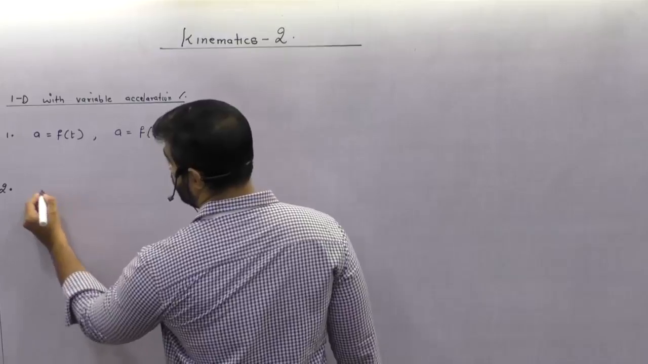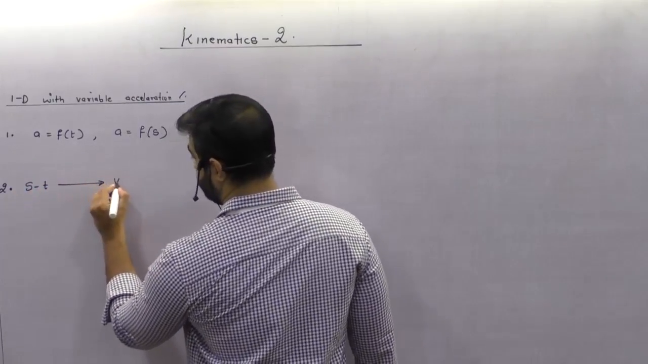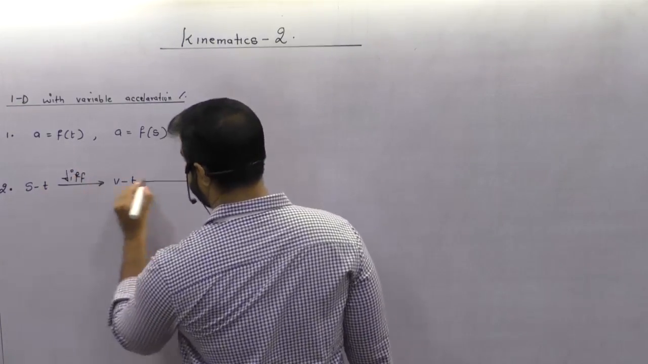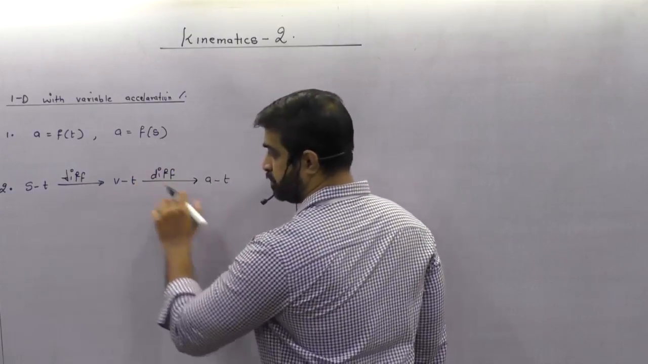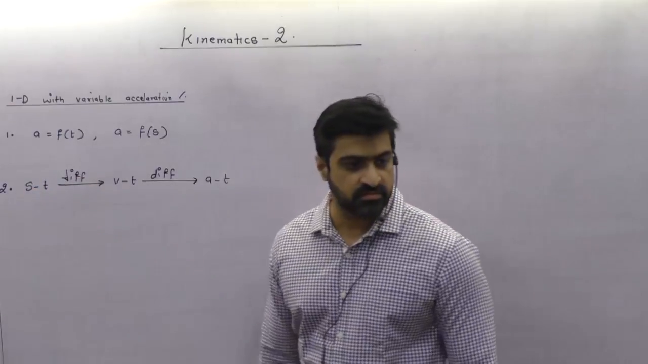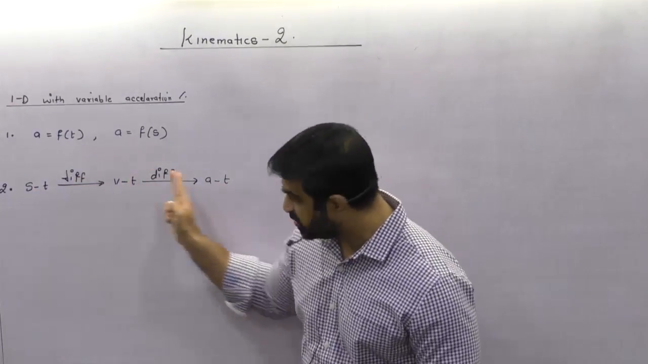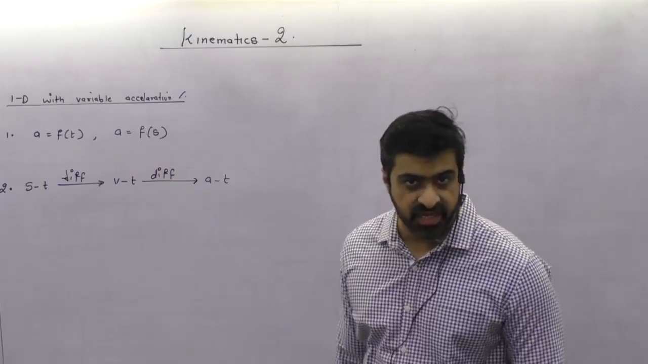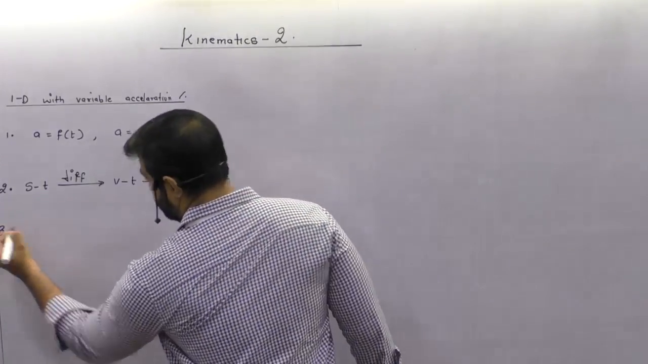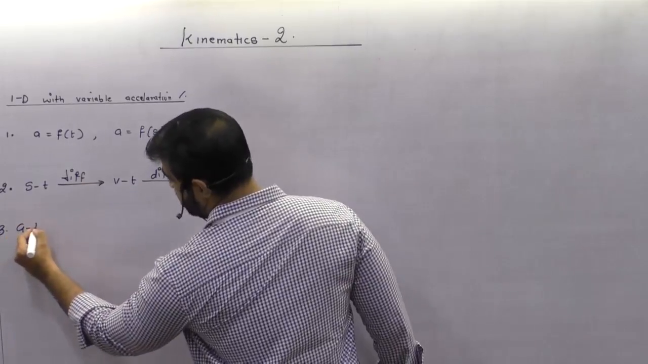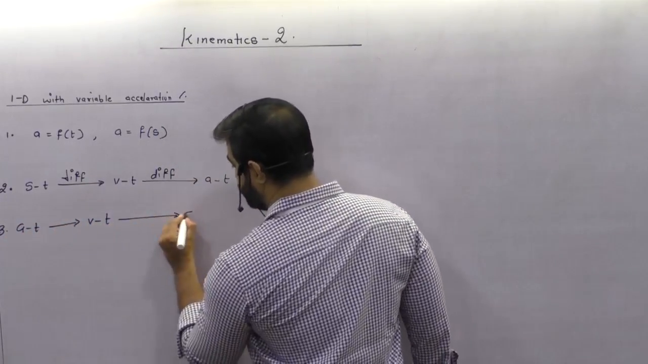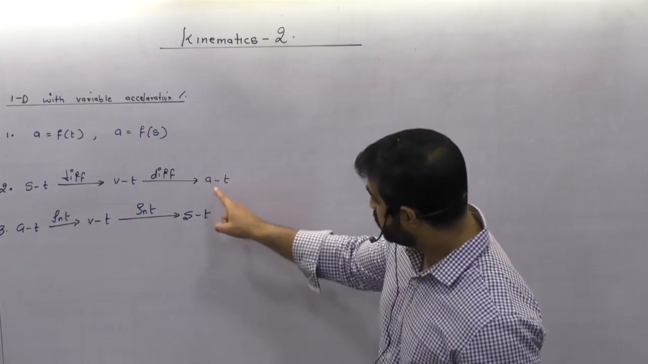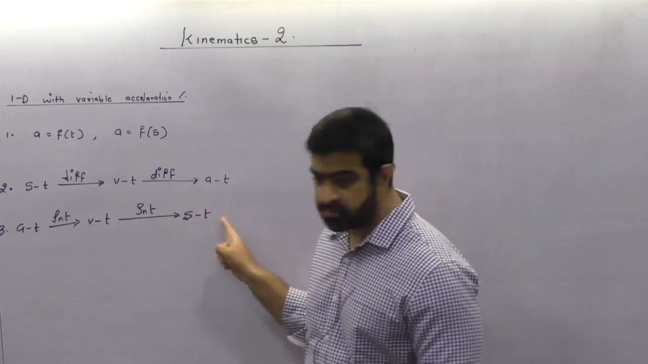Remember this thing, that whenever you want to convert st to vt or vt to at, differentiate. You know v is ds by dt, no? a is dv by dt. So you differentiate whenever I go like this. v is ds by dt, a is dv by dt, differentiate. Getting it? Third, whenever you want to go this way, at to vt and vt to st, you integrate. So whenever you want to go from at to vt or vt to st, you integrate.